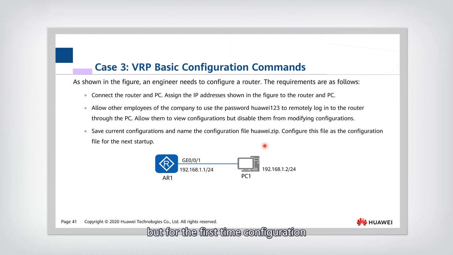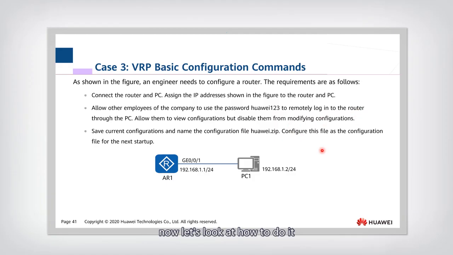But for the first time configuration, there is only one type of login that can be used, which is the local login. You can only use the console port to configure. Then you can enable the web browser or the remote login. So at least the first time, you need to use the console cable to connect the PC to the device. And then we want you to set up the password for the remotely logged in users, and then to view the configurations and modify the configurations. Okay, so that's all we want you to do.